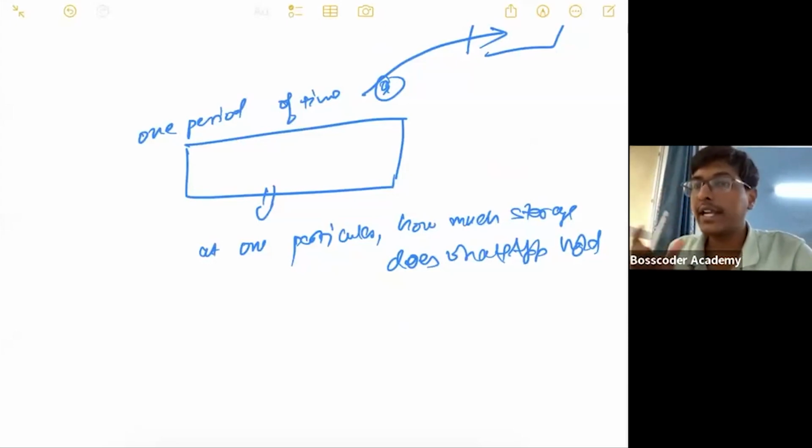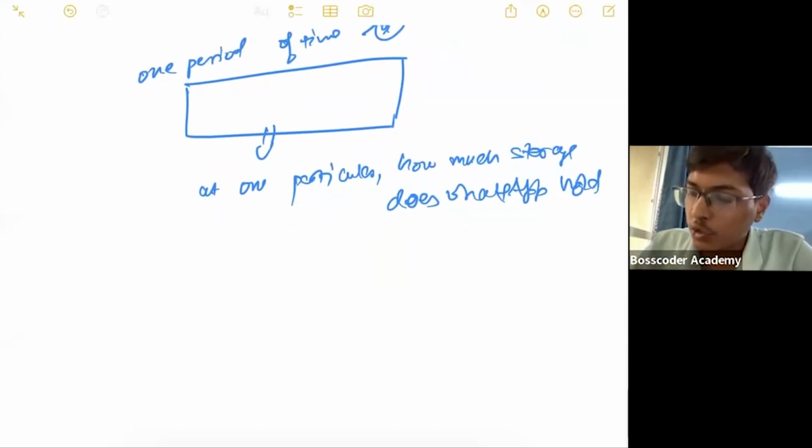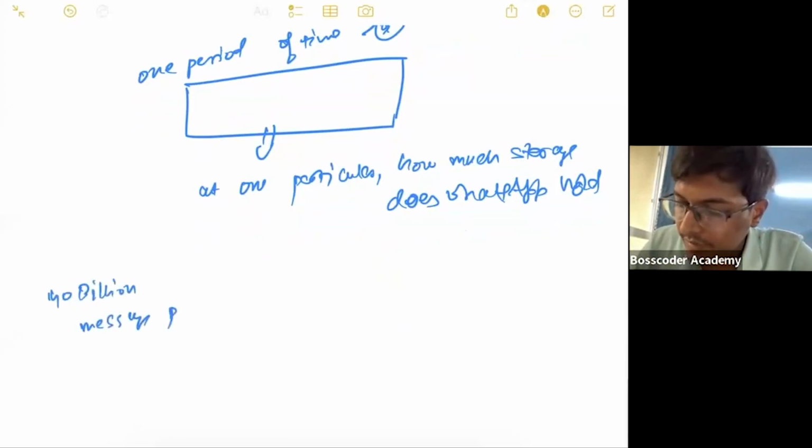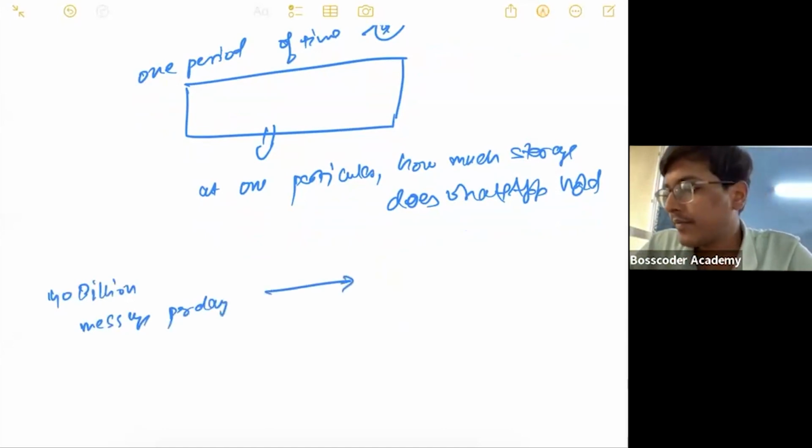Right? So let's find out how much storage is getting stored at one particular time. So we have a total of 40 billion messages per day. A few messages are there in storage for only 1 hour.